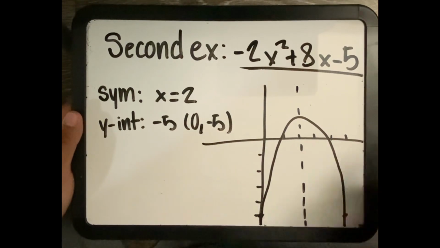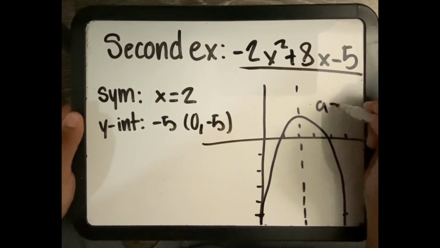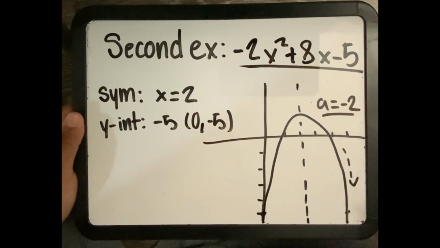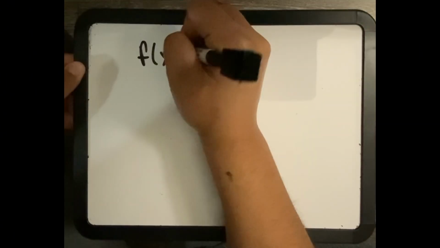And now we graph. We're going to plot the vertex and the y-intercept, and since a is equal to negative 1, the parabola opens downwards and is narrower than the first one.